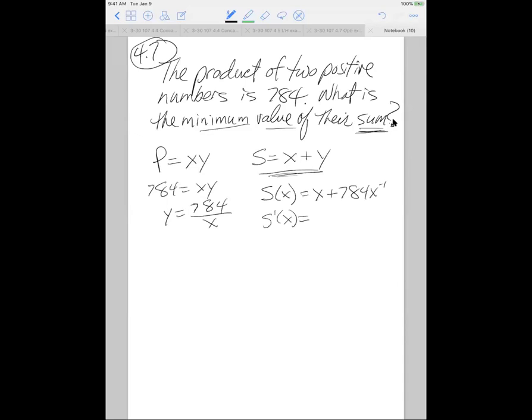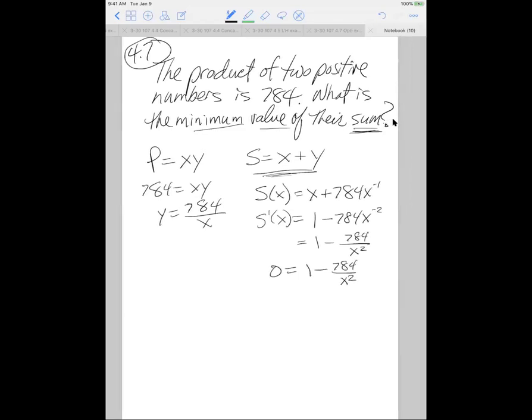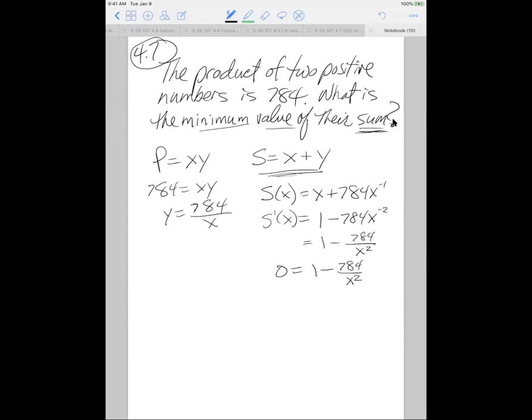So let's take the derivative first. The derivative of x is, bring the 1 down, x to the 0, that's 1. Then we've got a minus 784 x to the subtract 1, negative 2. I'm going to rewrite that as 784 over x squared. Now I'm going to set this equal to 0 and solve for x. I've got a minus sign there, so if I take it across to the other side, I've got 1. Multiplying each side by x squared, I've got x squared equals 784.